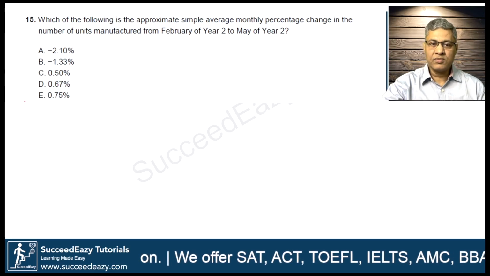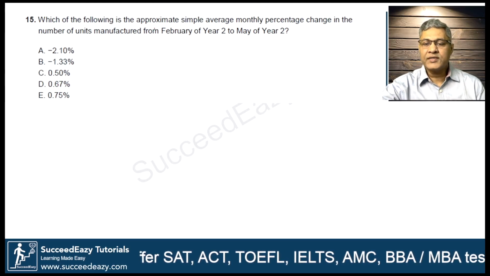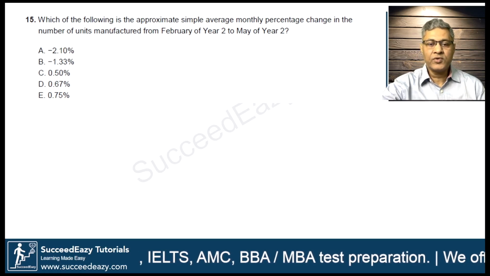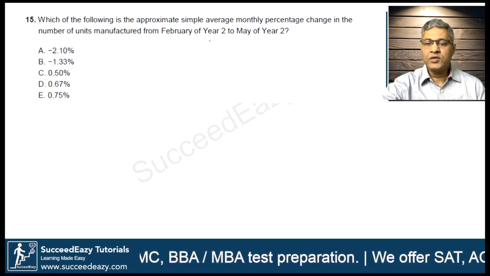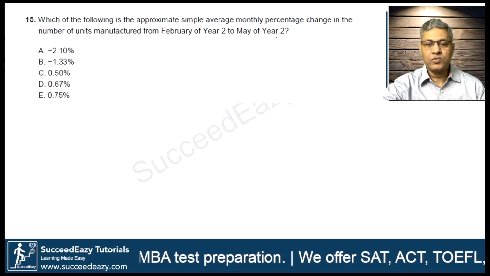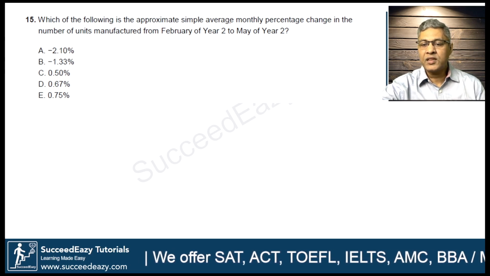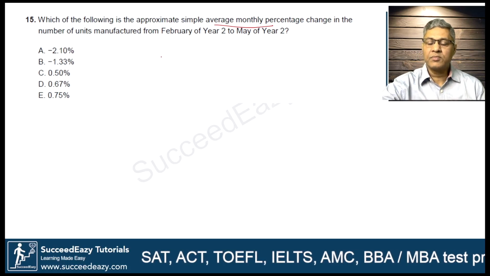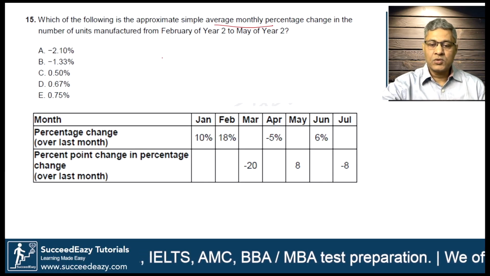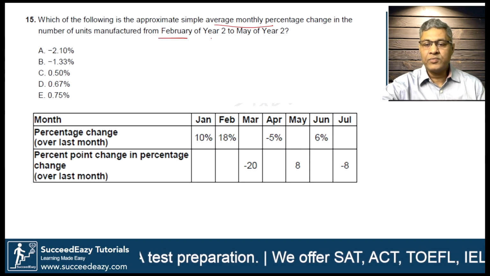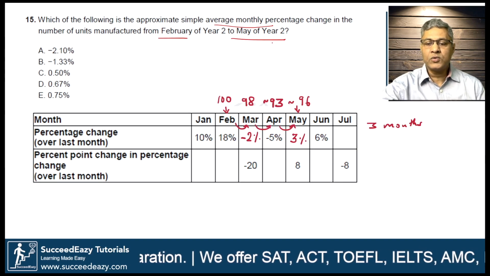Let's do question number 15. Which of the following is the approximate simple average monthly percentage change in the number of units manufactured from February of year 2 to May of year 2? So now we have to calculate the simple average monthly percentage. Okay, fair enough. So this is our data. What we need to find is manufactured from February to May of year 2.